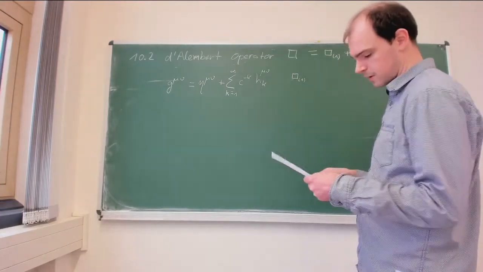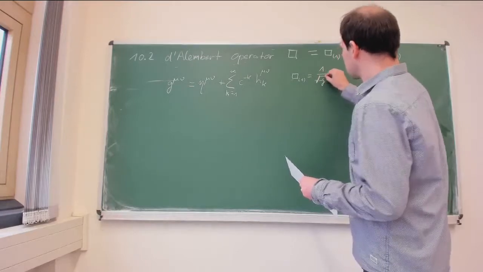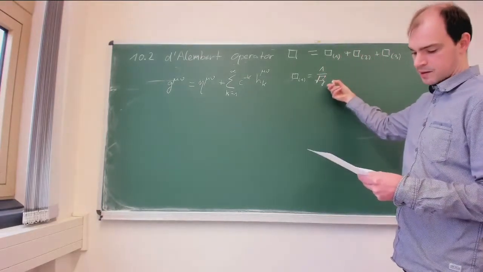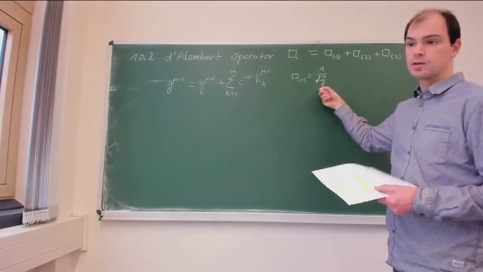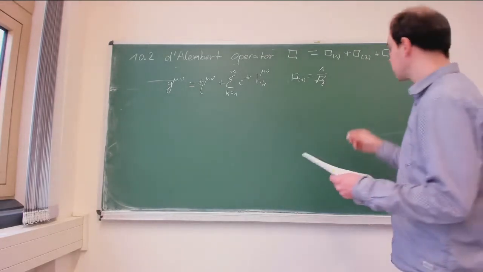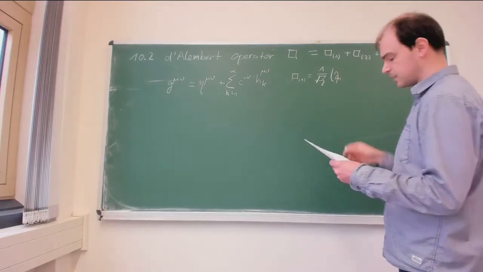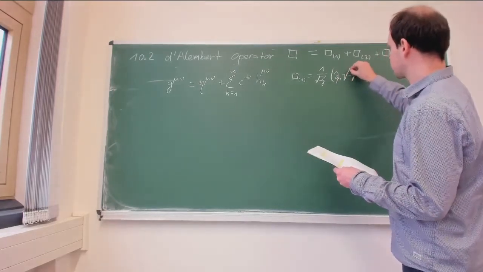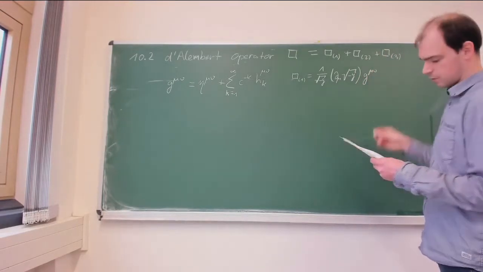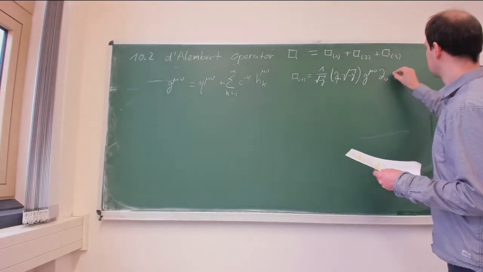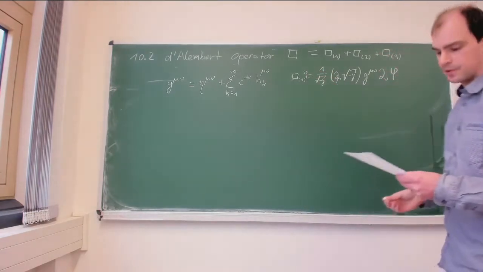So the first one is 1 divided by the square root of minus the determinant of the metric. So g without an index is the determinant of g mu nu. The derivative d mu of this square root of the determinant times g mu nu d nu phi. Sorry, this is the D'Alembert operator acting on our field phi, I should say.